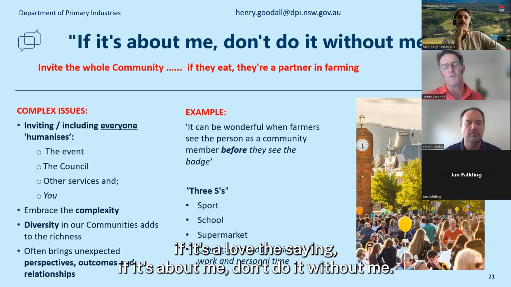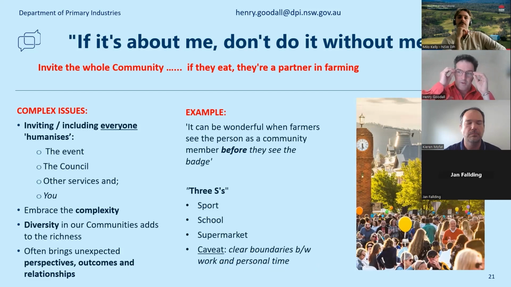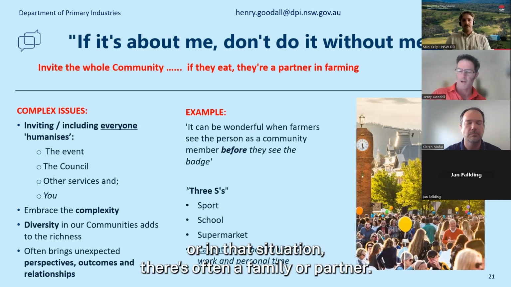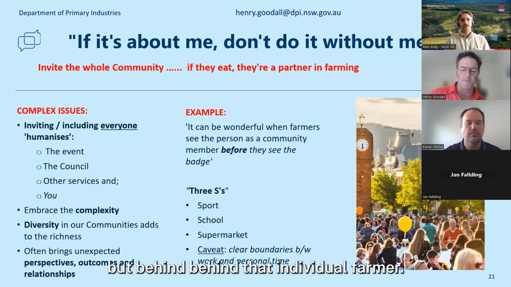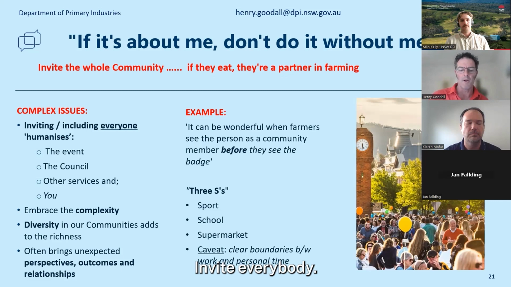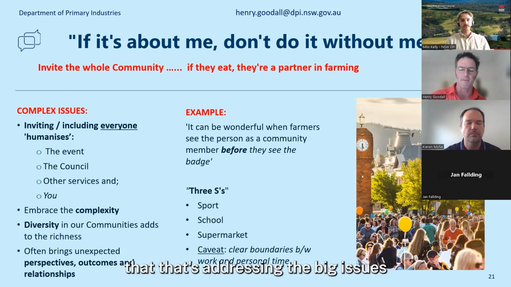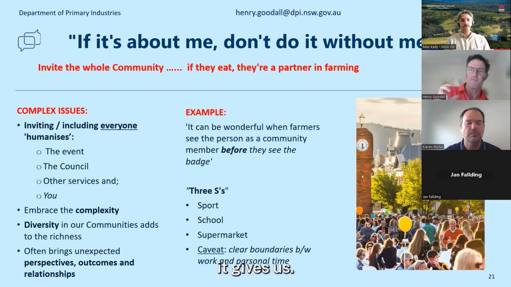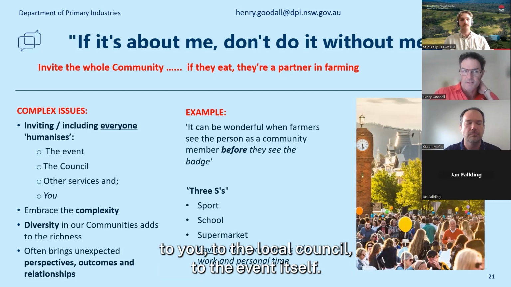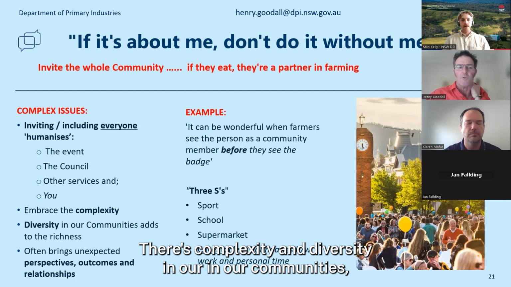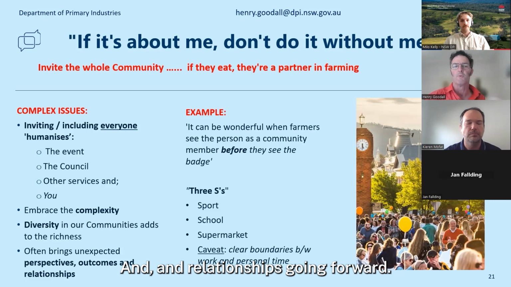I love this saying, if it's about me, don't do it without me. The message here, I think, is that there is not just the farmer in the community or in that situation. There's often a family or a partner, there are kids, elderly people behind that individual farmer. So invite them all. Invite everybody. It really humanizes the event and gives it a community feel that's addressing the issues. It gives a warmth, if you like, overall to the organization, to you, to the local council, to the event itself. There's complexity and diversity in our communities, and this can often bring really good, really unexpected outcomes and relationships going forward.